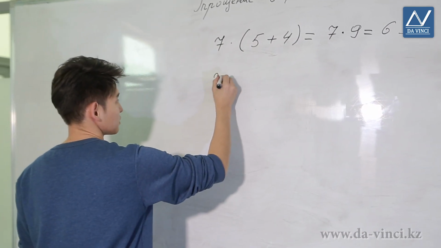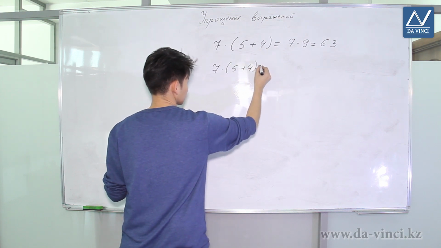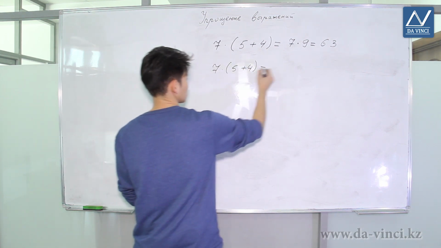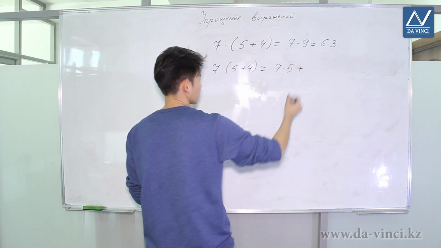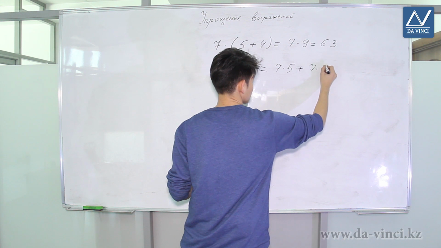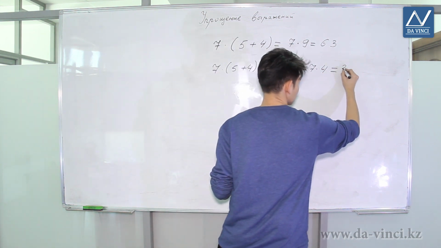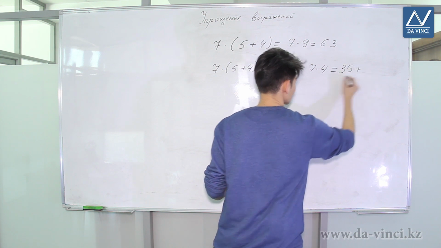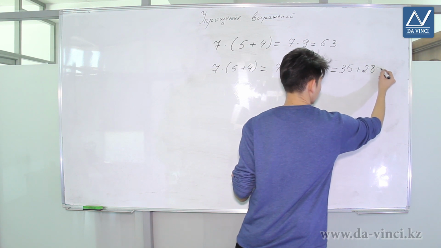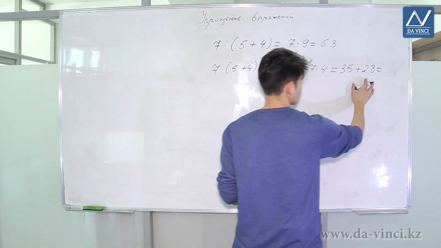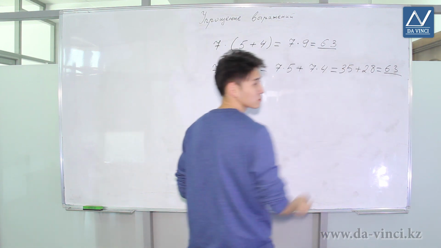Write it in a different way. 7 times 5 plus 4 will be the same as 7 times 5 plus 7 times 4. 7 times 5 is equal to the number 35, plus 7 times 4 is equal to the number 28. As we can see, we also get 63 as a result. That is, the answer doesn't change.